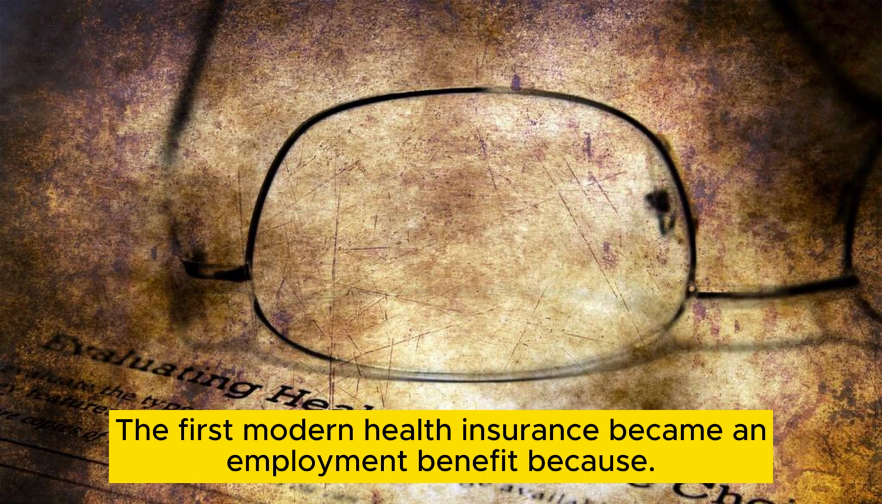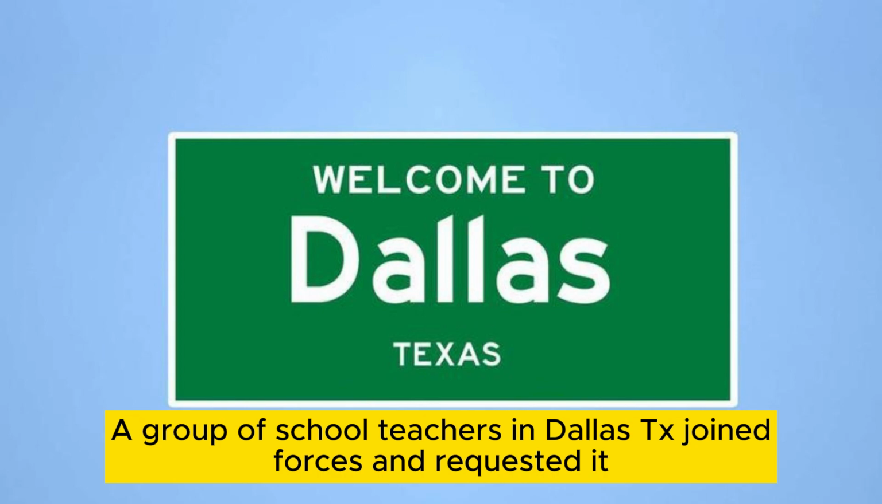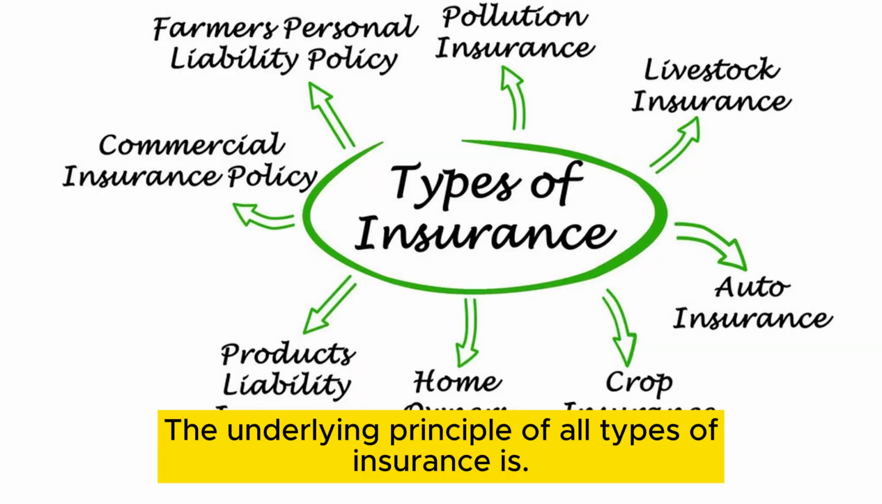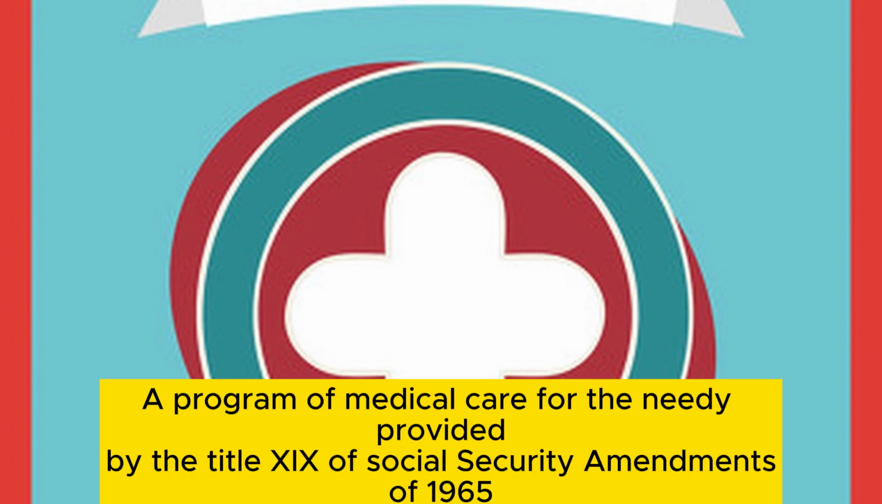The first modern health insurance became an employment benefit because a group of school teachers in Dallas, TX joined forces and requested it. Law of probability. The underlying principle of all types of insurance is Medicaid, a program of medical care for the needy provided by the Title 19 of Social Security Amendments of 1965.